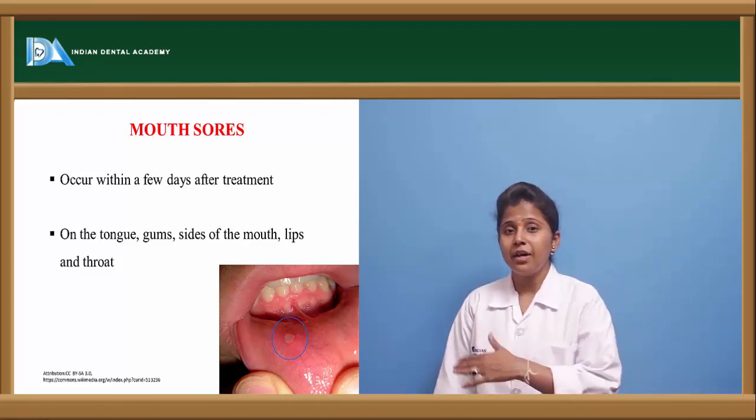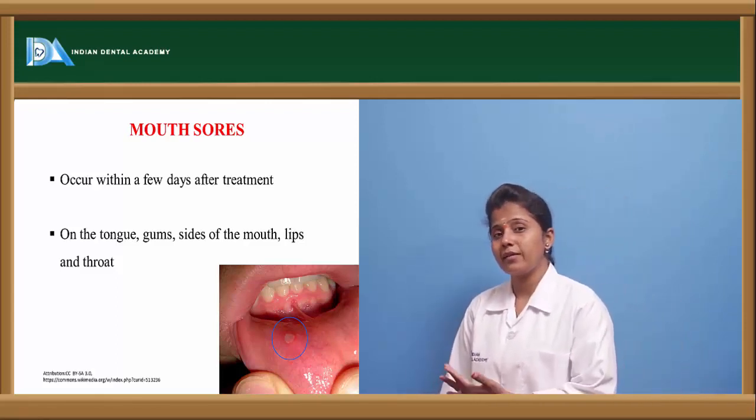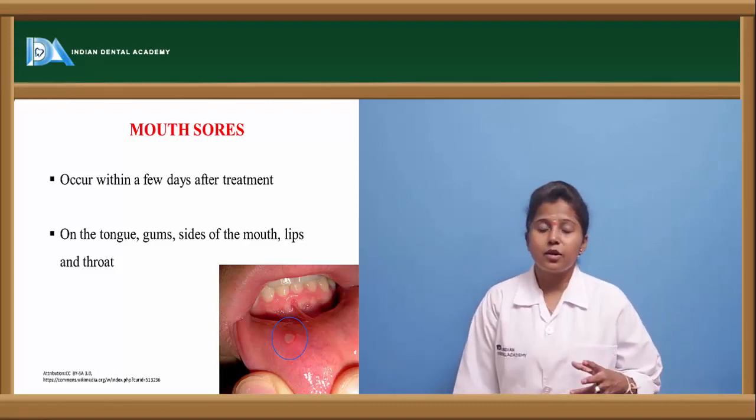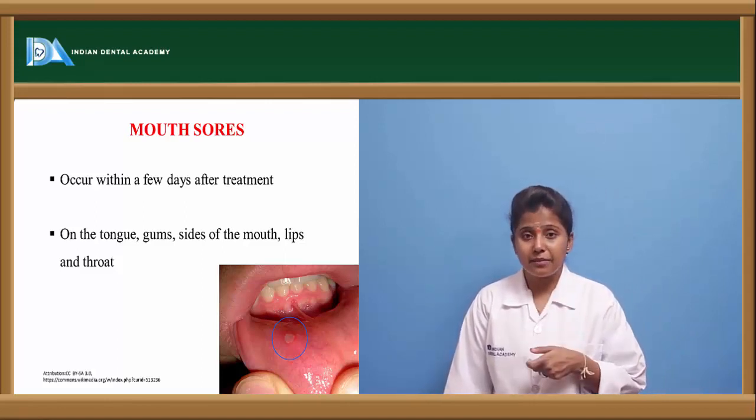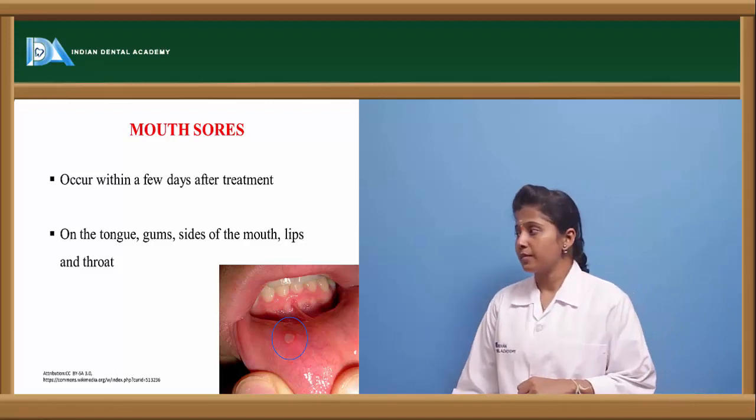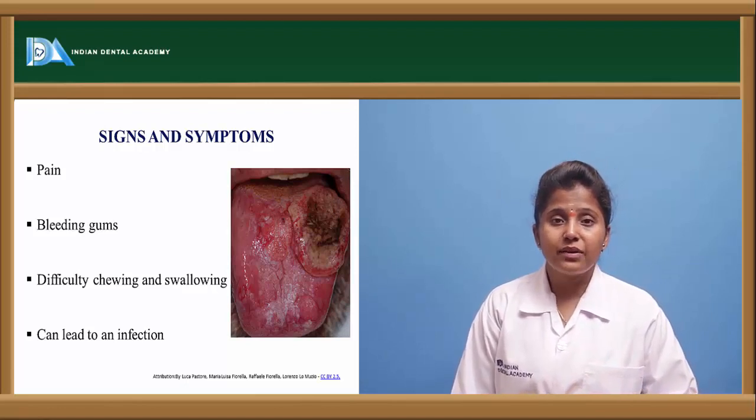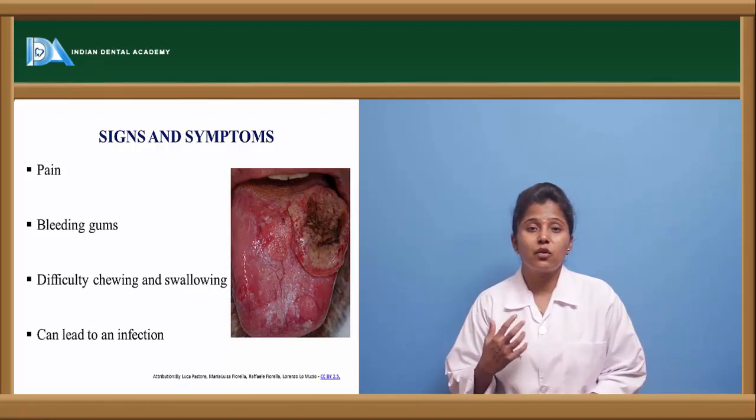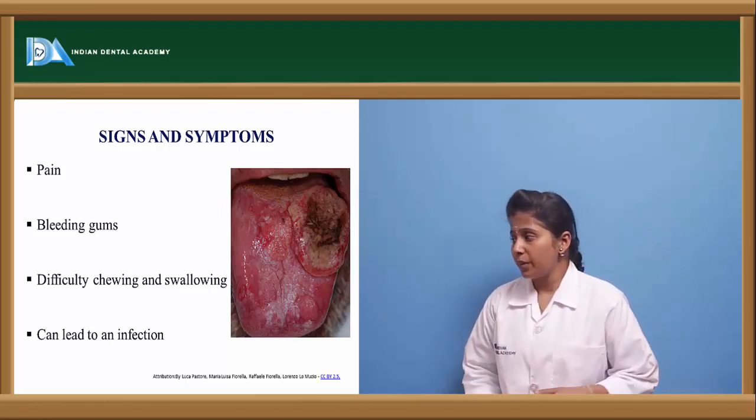A few persons will have these mouth sores within 10 or 15 days, or a few may have them after 1 month. Depending upon the patient's condition, mouth sores can be observed, usually on the gums, on the tongue, as well as in the oral cavity, where there will be difficulty in swallowing for the patient. Here we can see the signs and symptoms. There will be pain in the oral cavity and bleeding gums, and thereby difficulty in swallowing.